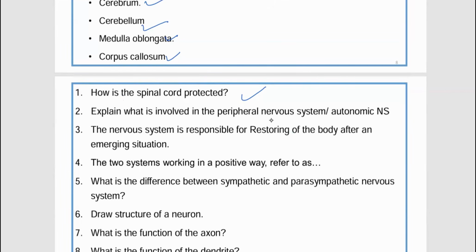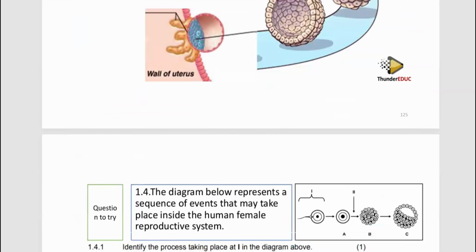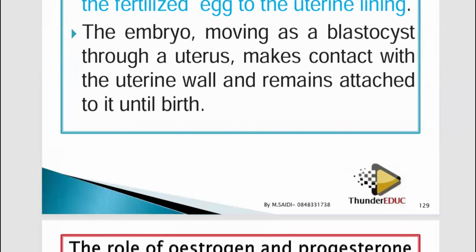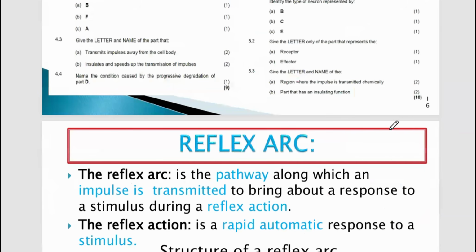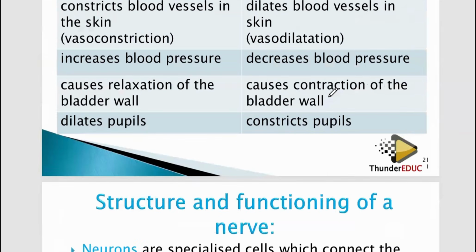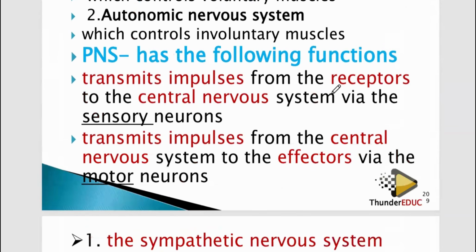Explain what is involved in the peripheral nervous system. Peripheral nervous system basically is made up of spinal nerves and the cranial nerves. 12 pairs of cranial nerves and 31 pairs of spinal nerves. And this is what I'm talking about. Here.